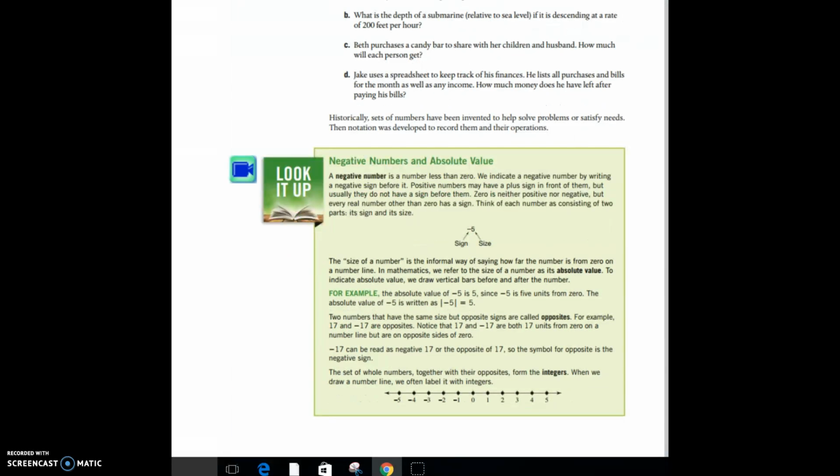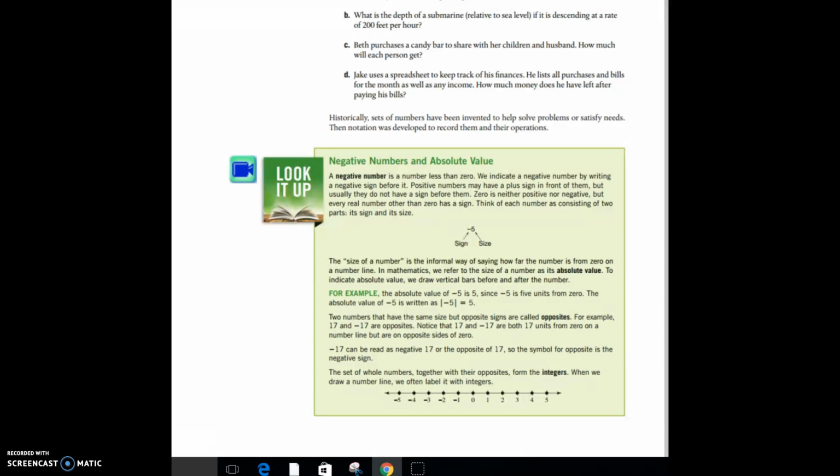Okay, so again, bold, green areas, make sure you read these. Negative numbers have 2 parts to them: the sign, which tells they're negative, and I guess any number has 2 parts to it. If it's positive, we just don't write it. But if it's negative, we have the sign and then the size of it, so how big it is.